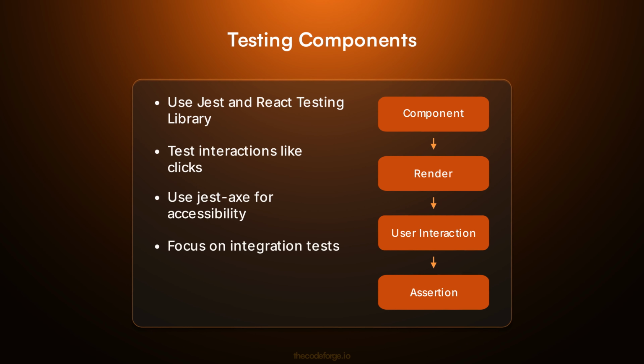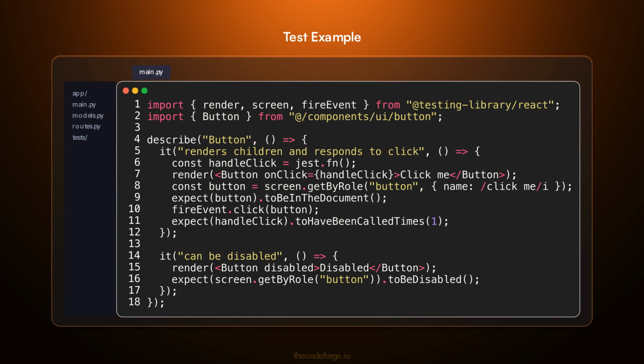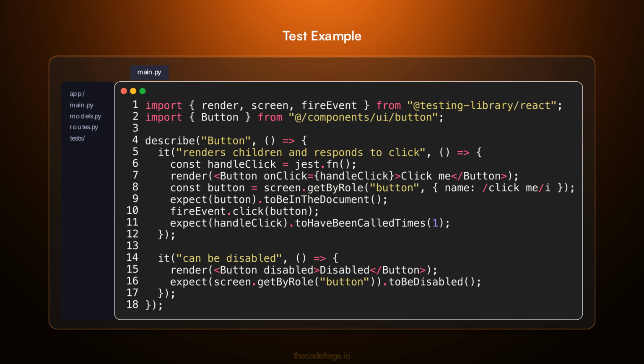Test Shadcn components like any React component. They use Radix primitives, so they have predictable DOM structures. Use jest-axe to catch accessibility regressions. These tests verify that the button renders, responds to clicks, and can be disabled. Standard React Testing Library practices work well.